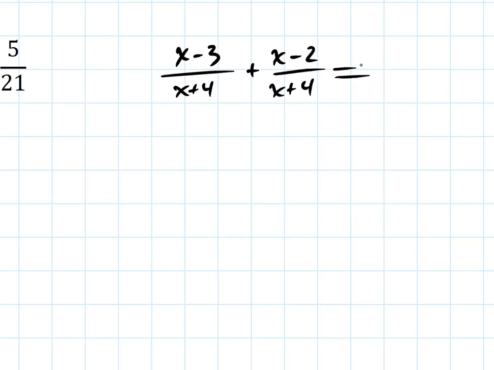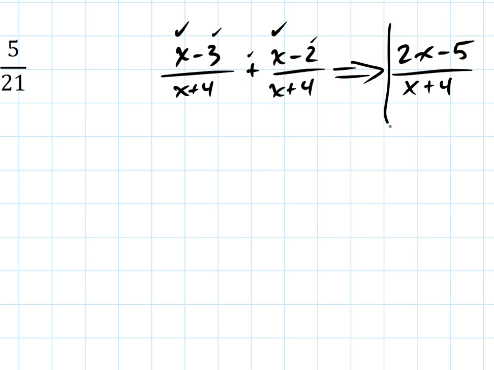So this would simplify to x plus 4, and then I have a numerator of 2 x's, right? I've got an x here plus another x, and then I have a negative 3 plus a negative 2, which would make minus 5. So this simplifies to 2x minus 5 over x plus 4. And whenever we're subtracting or adding and we have a common factor, it's pretty straightforward.